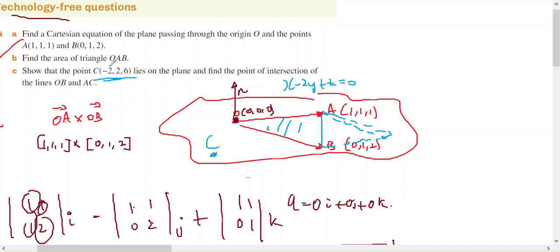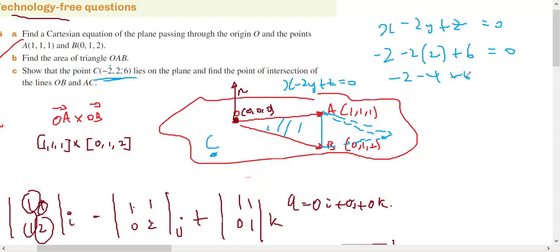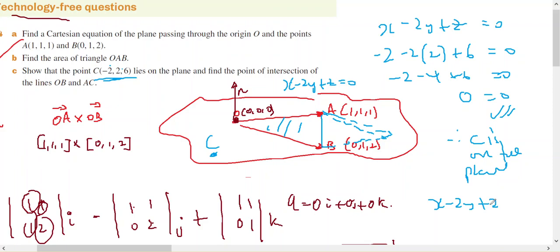Well, if I sub the x-coordinate where x is and the y-coordinate where y is and the z-coordinate where z is, I should get an answer of 0. So x minus 2y plus z equals 0. If point C is on, then minus 2 times 2 plus 6 should equal 0. Minus 2 minus 4 plus 6 equals 0. 0 does equal 0. Therefore, C is on the plane. So that's the first bit.